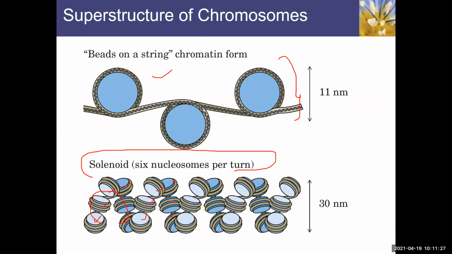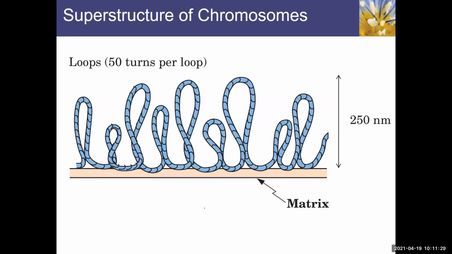Which resulted in the formation of a solenoid. And the solenoid will result in the formation of the loops. It's all further condensed, and forms the loops. Okay, so after loops, what do we have?